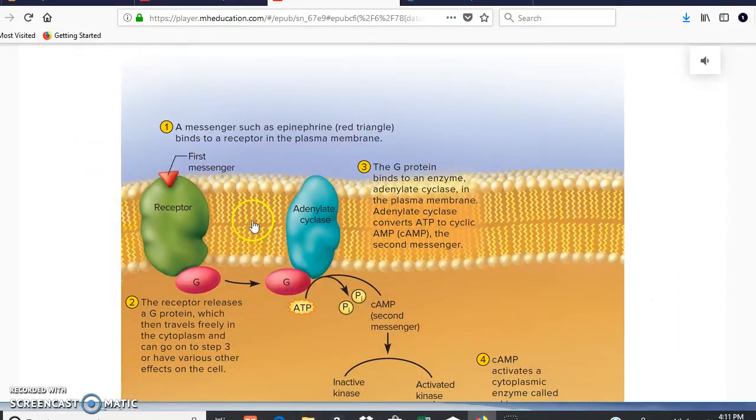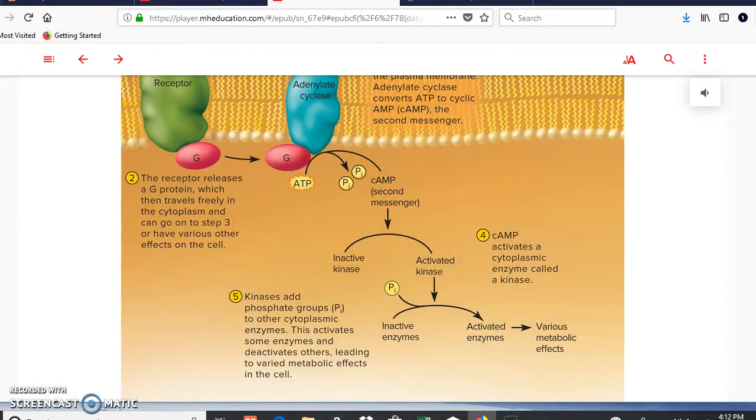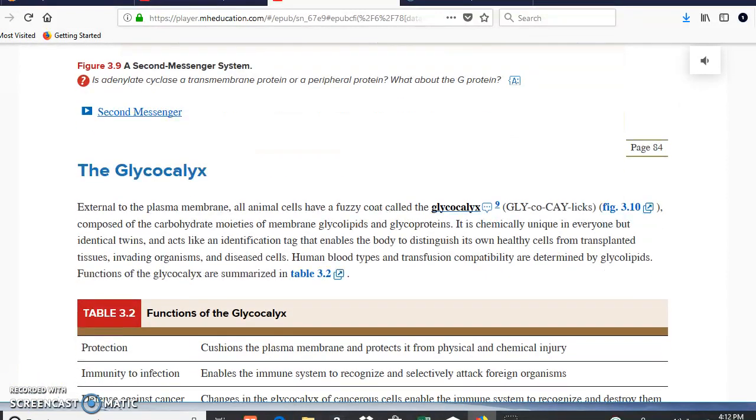Right here you have the protein. First messenger right here comes from, let's say this is a hormone. It attaches to the receptor, and the receptor, in this case a protein, is going to activate another messenger. That's why it's called a secondary messenger. If we keep scrolling down, we're going to get to the glycocalyx.